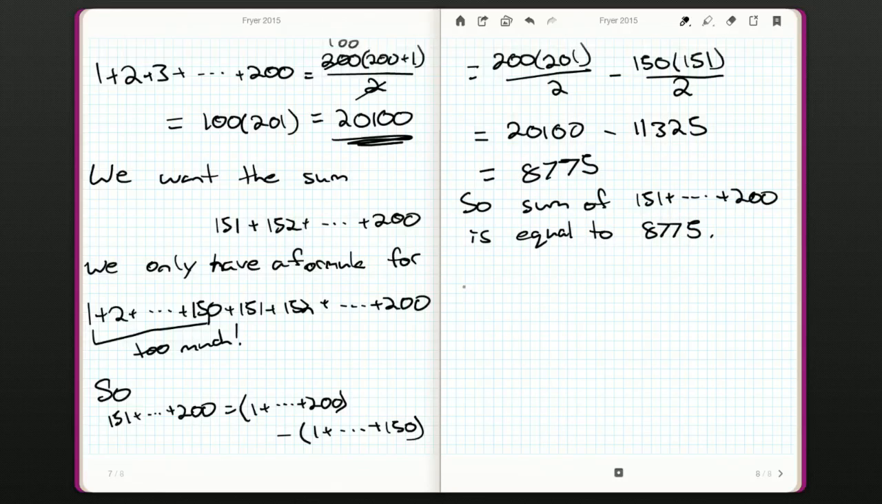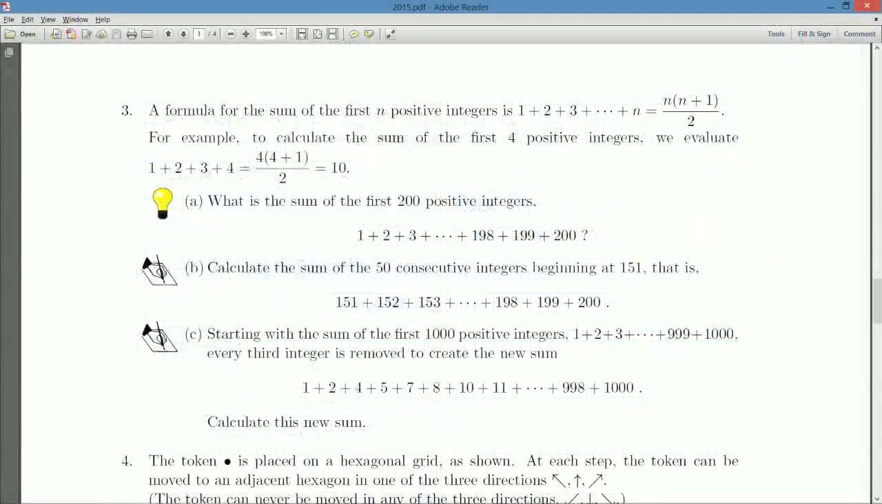All right. So that does it for B part. We showed our reasoning. We showed why this formula would work, why this calculation would work, and we got ourselves a final answer. So on to the last part of the question, C part. Starting with the sum of the first 1,000 positive integers, 1 plus 2 plus 3 all the way up to 1,000.